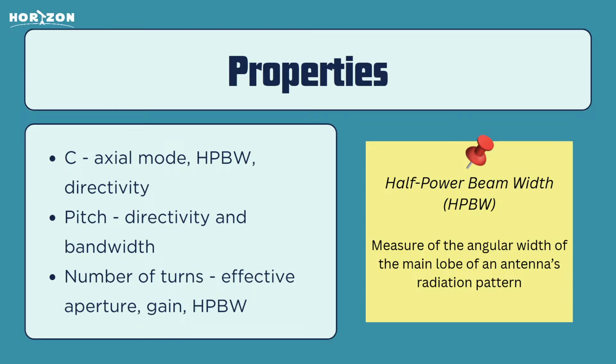Let's take a look at some of the properties of helical antennas. The half power beamwidth is a measure of the angular width of the main lobe of an antenna's radiation pattern, where the power is at least half of its maximum value.